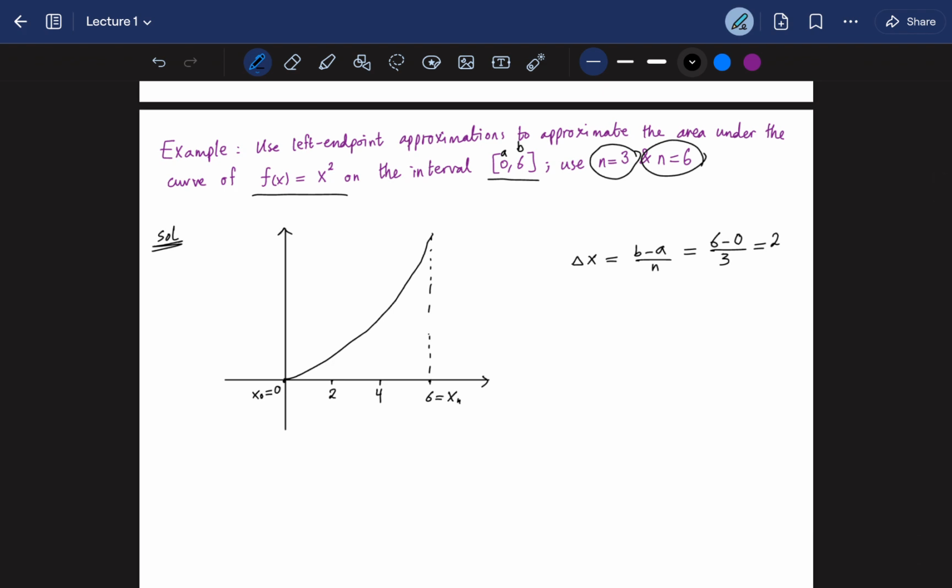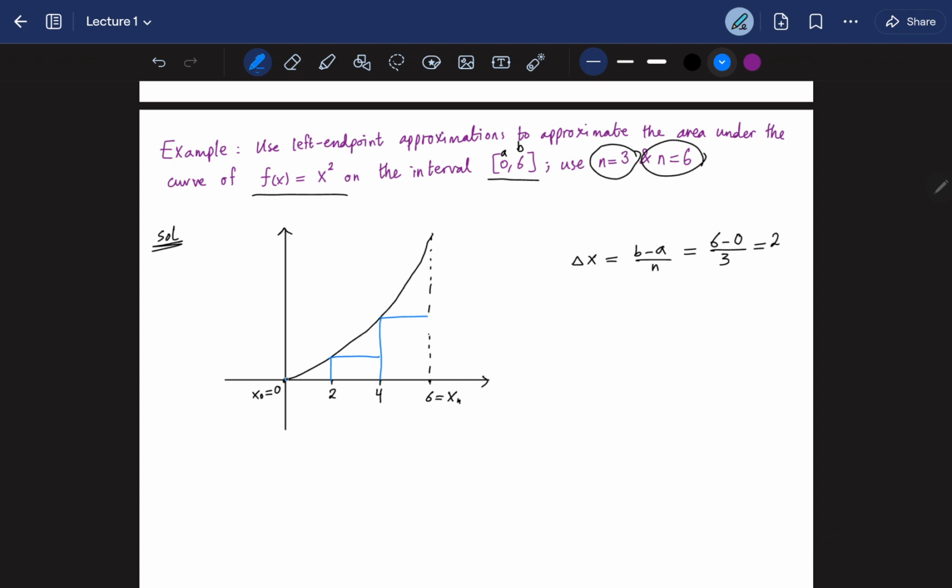Now what we do, since it's a left endpoint approximation, I'm going to graph vertical lines of the left endpoints. So here at x equals 0, the vertical line is just a point. For 2, if I graph a vertical line until I reach the curve, that's going to be my line. And then lastly, for 4, that's going to be my line. After you do that, you just create rectangles.